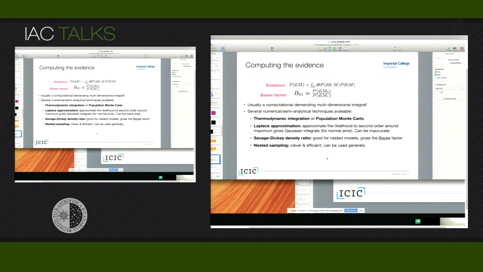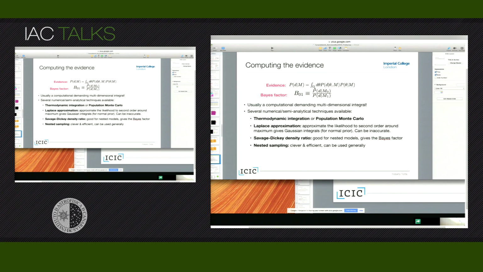So what we need to do to compute Bayesian model comparison quantities is to compute the Bayesian evidence, this multidimensional integral over the parameter space, in order to compute the Bayes factor. This is usually a multidimensional integral because omega, our parameter space, would be a high-dimensional parameter space, and computing integrals in many dimensions is typically difficult.